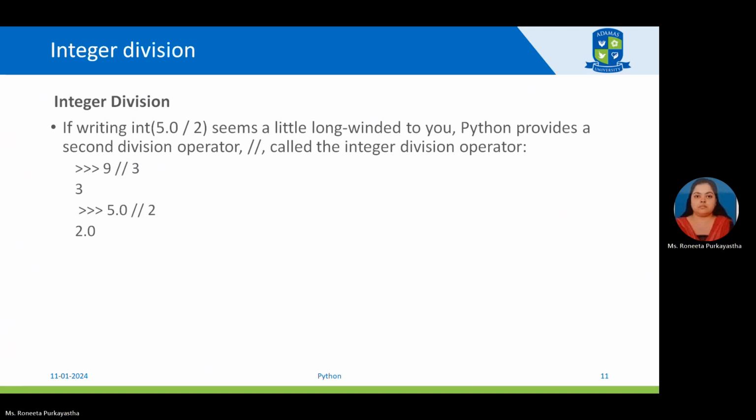Next we have the integer division. This is a specialized kind of division operator known as the integer division operator. So 9 divided by 3 using the integer division operator will give you 3, and 5.0 by 2 will give 2.0.